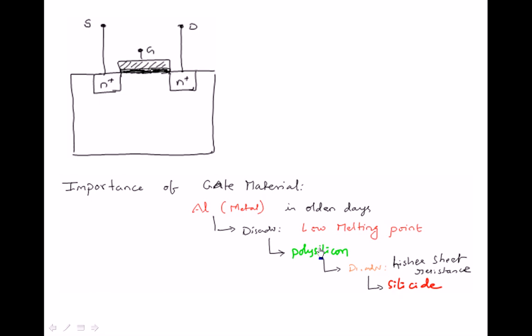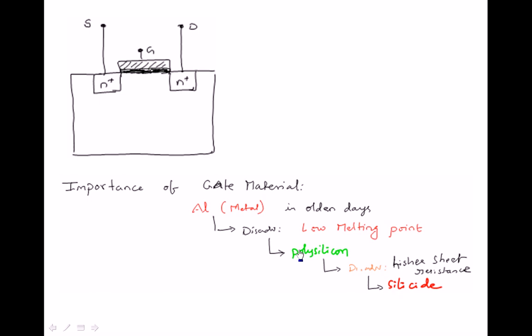And this is polysilicon. Polysilicon also has one disadvantage, that is higher sheet resistance. Higher sheet resistance when it is heavily doped. When it is heavily doped, it has the disadvantage of giving higher sheet resistance. Whenever the resistance is large, the time constant is large, that implies the speed of the circuit is going to be reduced. That is, the performance of the circuit slows down.